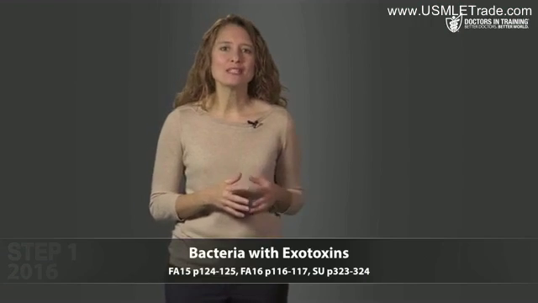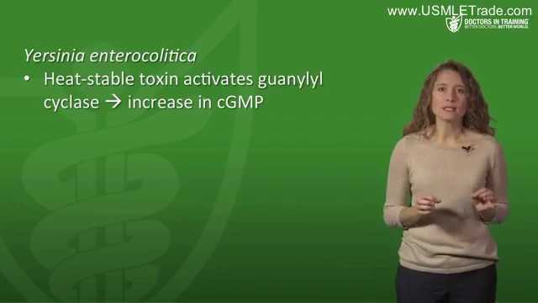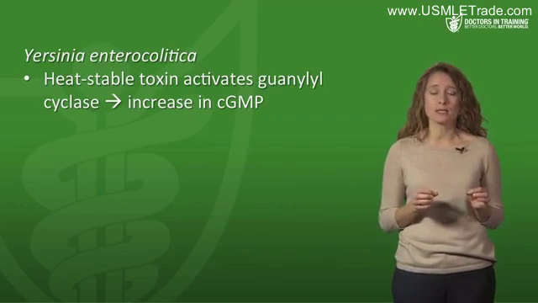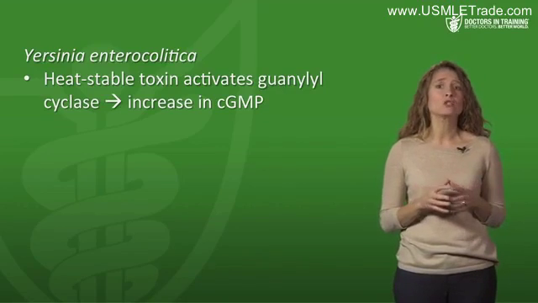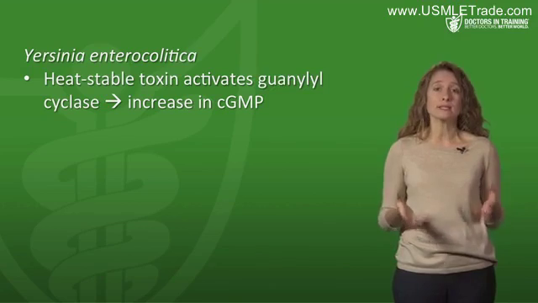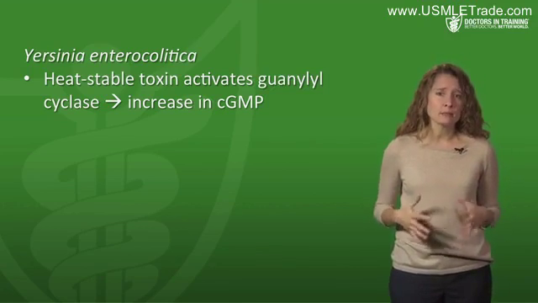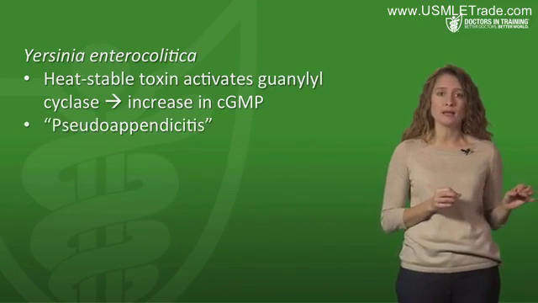All right, let's move on to Yersinia enterocolitica. This also produces a heat-stable toxin, which is very similar to the enterotoxigenic E. coli heat-stable toxin. Like E. coli's, Yersinia's exotoxin also activates guanylyl cyclase, increasing cyclic GMP. Yersinia infection can cause abdominal pain that's sometimes misdiagnosed as appendicitis, leading to the title pseudoappendicitis.